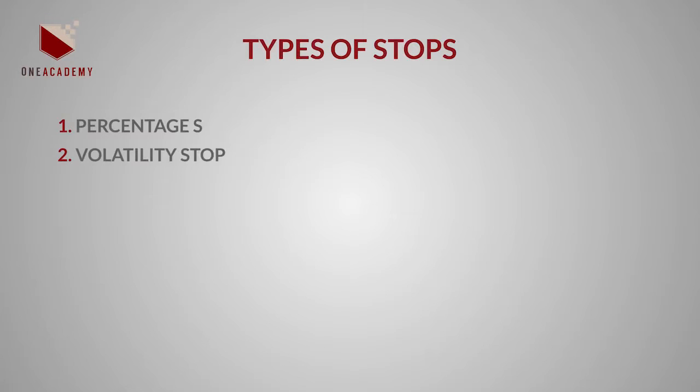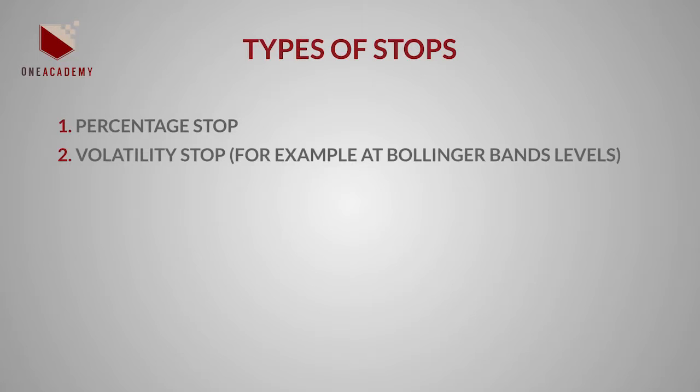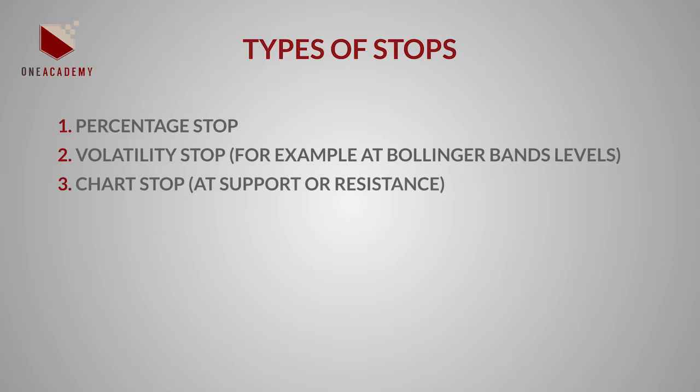So let's now take a look at how you should be managing your stop loss, or how to live to trade another day. This is often not about a business where you buy low and sell high. It is about buying high and selling higher. Strength tends to produce more strength, and weakness is followed by more weakness. Stop losses in that respect are categorized as percentage stop, volatility stop, for example at Bollinger Bands levels, chart stop at support or resistance levels, and so on.